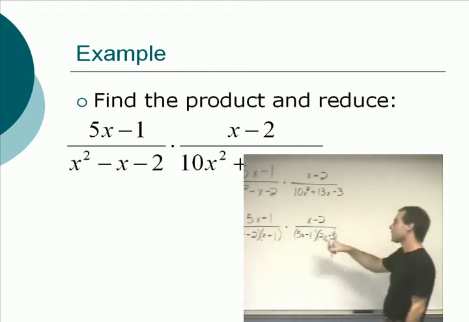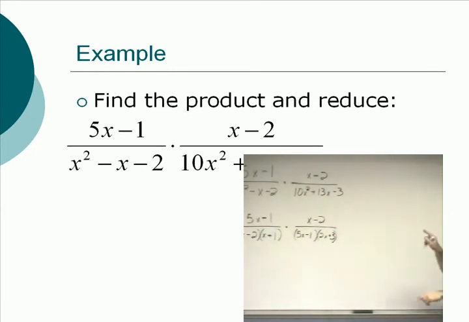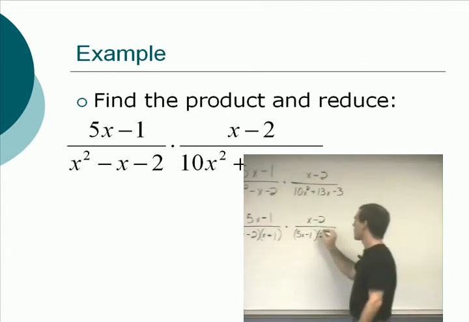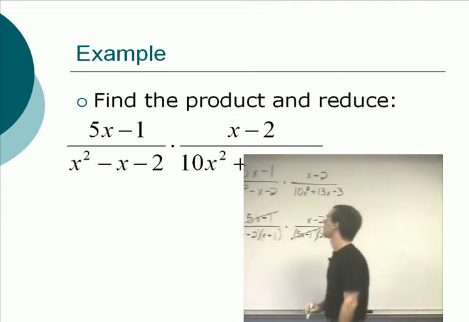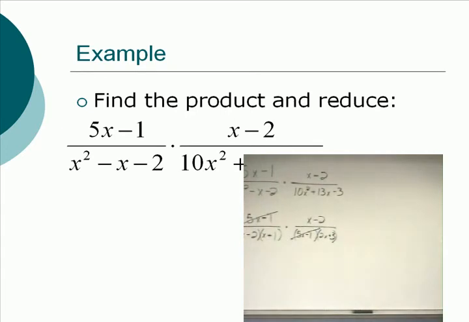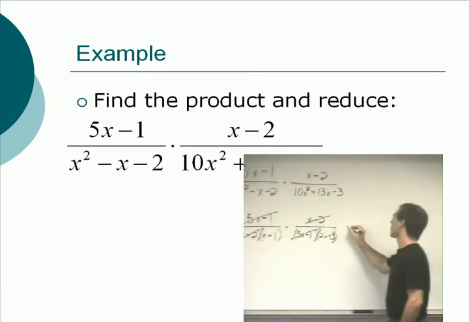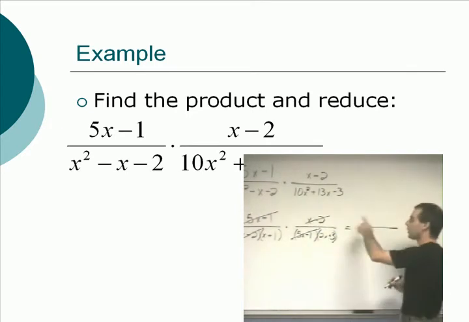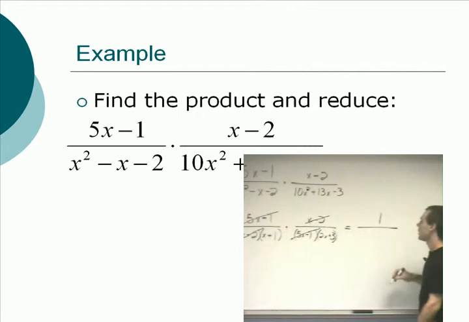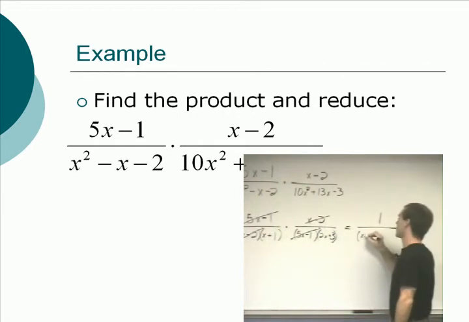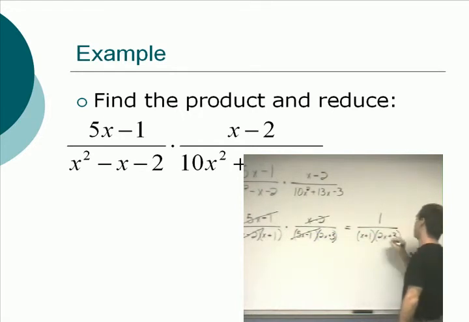Okay, well, we've got everything completely factored. Now we can cancel common factors diagonally. We already noted that one can go. We could note the restrictions here, but we're not going to. We're going to leave that until later. But that cancels. What else? x minus 2. And that's really about it. And so we're left with our product of, in the numerator we have 1, and in the denominator we have x plus 1 times 2x plus 3. We're done.